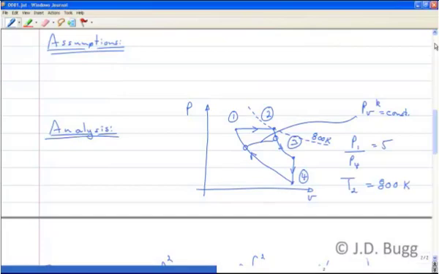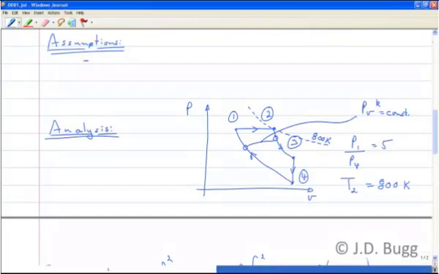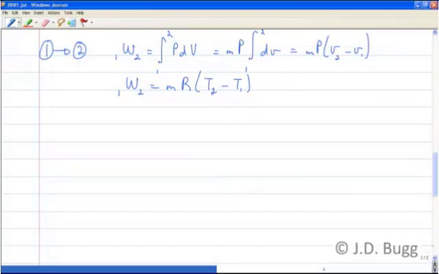So we should be going back to our assumptions list here. We use the integral of PdV, so that means quasi-equilibrium process. And in fact, we're going to assume all of these are quasi-equilibrium, so I say quasi-equilibrium processes and ideal gas. So that's the first two assumptions that we've already made. Back to our analysis here.